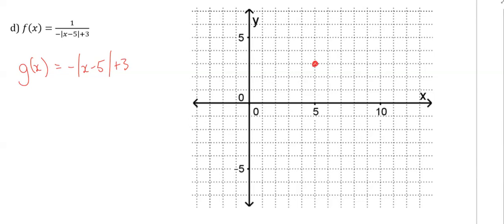And the negative out front makes it do what? Flip, right? And then you might, I don't know if you think of it this way, but the two arms of it have a slope of 1 and negative 1. So I just know from there that it's going down like this and like this. So that's g.